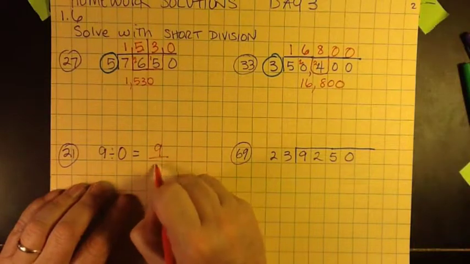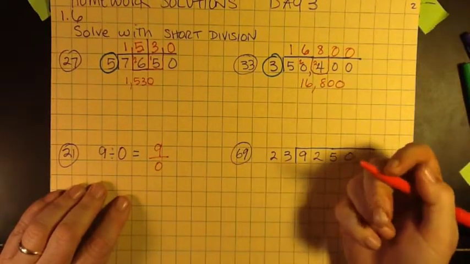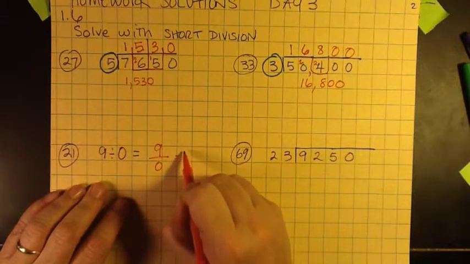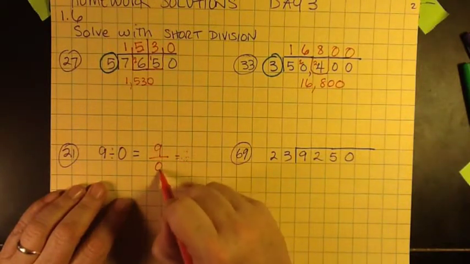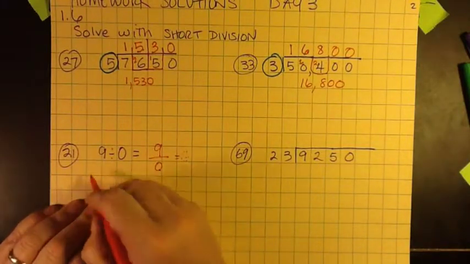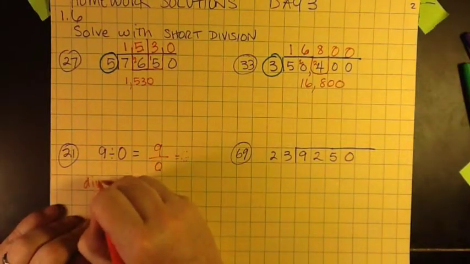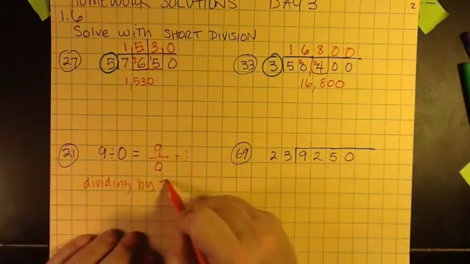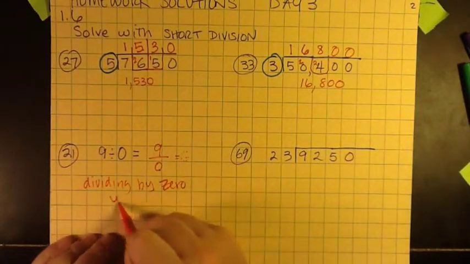All right, so here I'm trying to divide by 0. Another way of writing that would be this way, and that won't work because even if you want it to be 0, 0 times 0 is not 9. So we say that this particular combination, dividing by 0, is undefined.